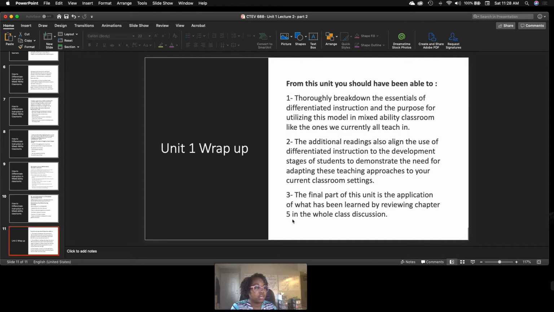From this unit, you should have been able to get the following points. One, thoroughly break down the essentials of differentiated instruction and the purpose for utilizing this model in mixed ability classrooms like the ones we currently all teach in. And then two, the additional readings also align the use of differentiated instruction to the development stages of students, to differentiate the need for adapting these teaching approaches to your current classroom settings. And then finally, part of this unit is the application. So at the conclusion of your reading, please go into the discussion where you'll be able to talk about the examples that Chapter 5 offers.